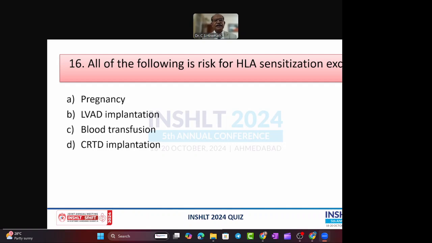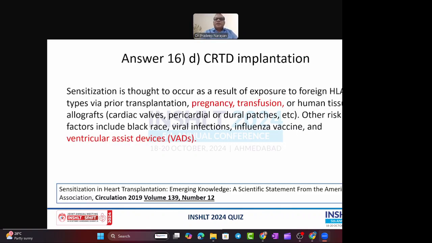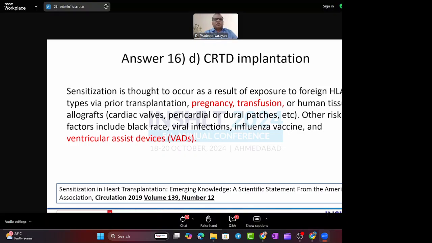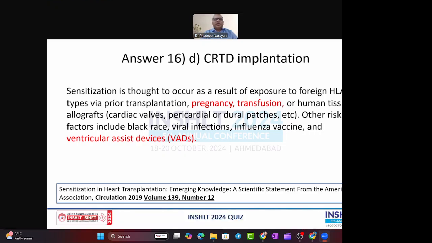All of the following is a risk for HLA sensitization except... Yeah, so here the answer is obviously CRTD implantation. Because to have sensitization, you have to have prior exposure to HLA antibodies, and that can only happen during pregnancy, transfusion, or if you put in a ventricular assist device. So the choice here was actually very straightforward. I think it is the CRTD implantation.